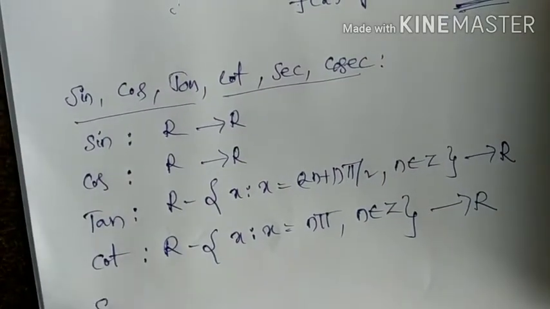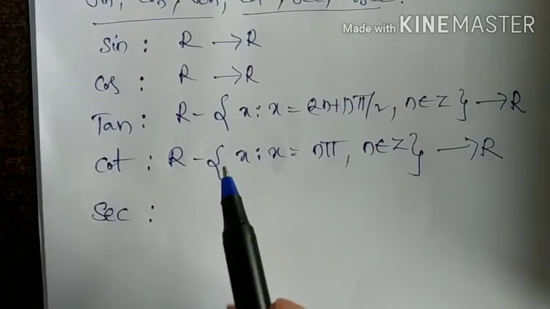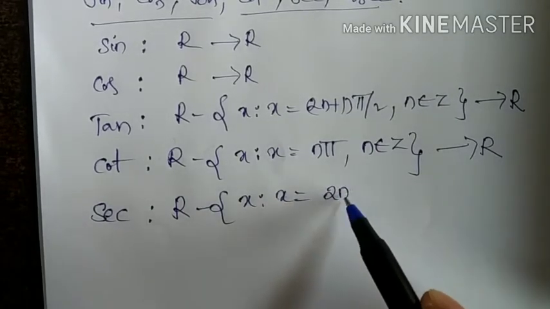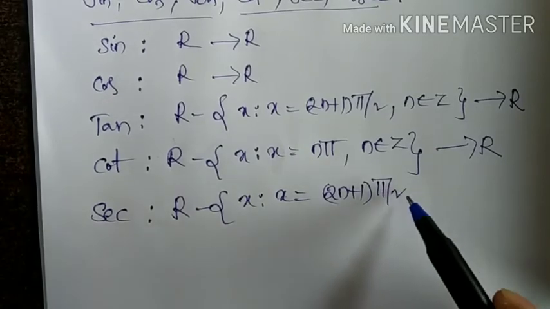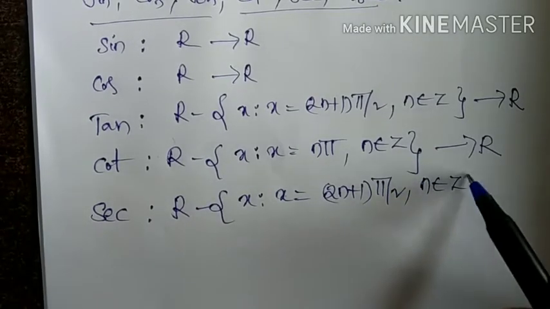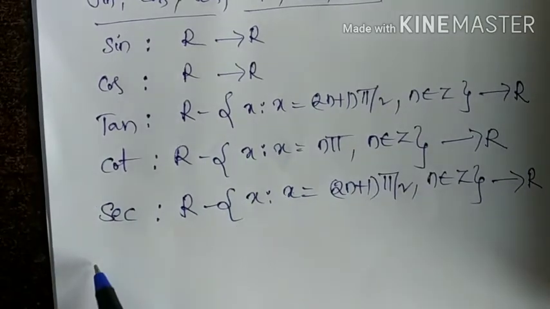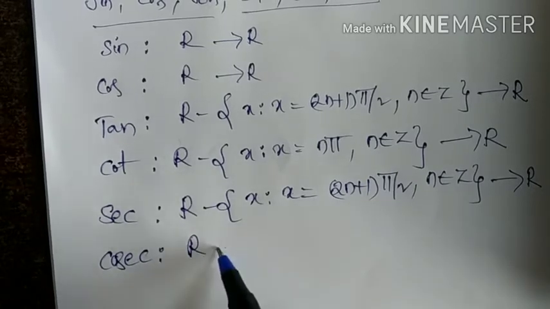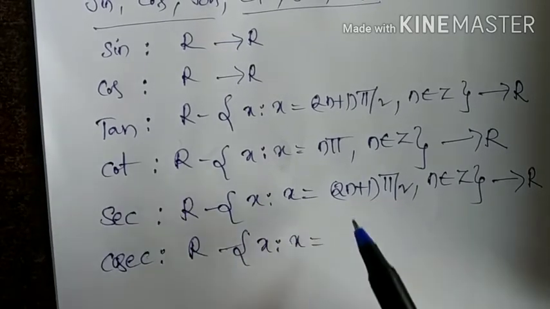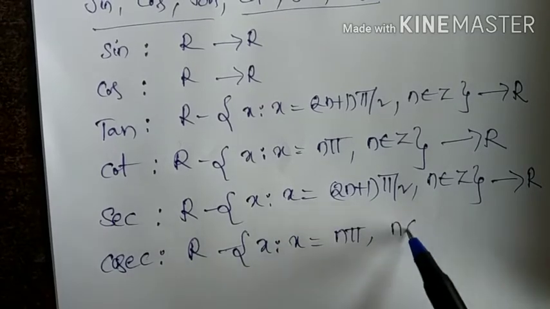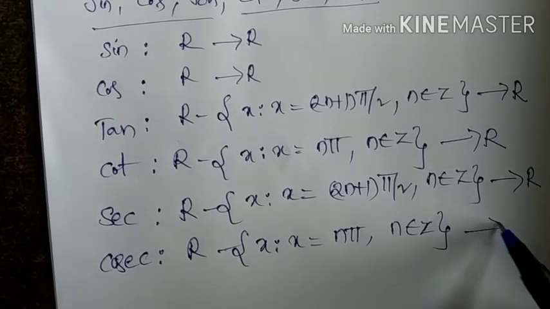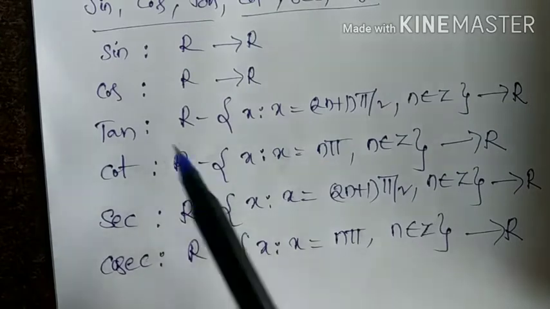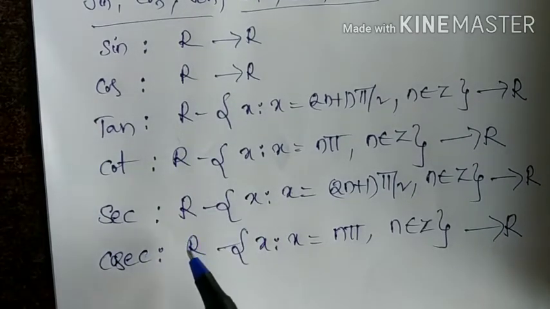Next, secant function is defined for R minus {x such that x is equal to (2n+1) pi by 2, n belongs to Z} to R. Next, cosecant function is defined for R minus {x such that x is equal to n pi, n belongs to Z} to R. These are the functions and these are the values useful to define each of the trigonometric functions.